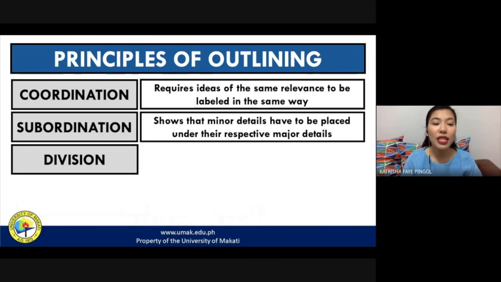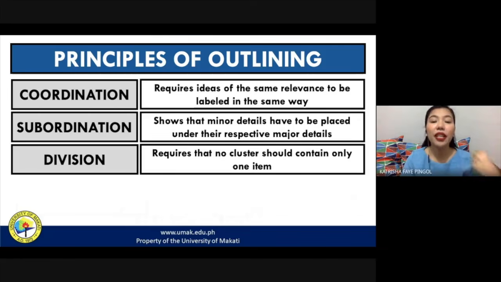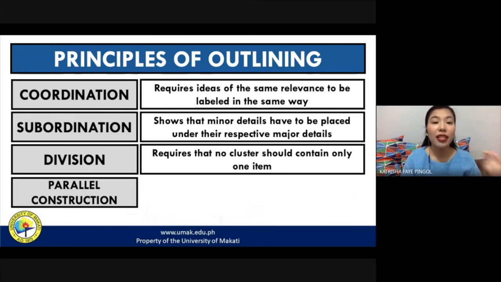Next, division. When we say division, it simply requires that no cluster should contain only one item. Therefore, if you have already indicated a main idea over there, it has to be supported with supporting details. You cannot just indicate a main idea and not support it with other details. Okay? So take for example, you already identified one main idea, you need to at least support it with 1 to 3 supporting details.